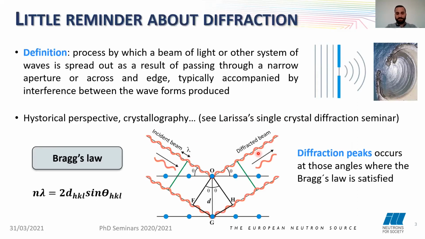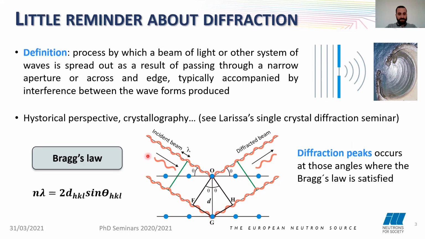So diffraction is defined as the process by which a beam of light or other system of waves is spread out as a result of passing through a narrow aperture or across an edge, and is typically accompanied by interference between the waveforms produced. The historical perspective of diffraction, the definition of crystallography, etc., were discussed in Larissa's single crystal diffraction seminar. If you were not able to attend, I recommend you have a look at her presentation if you want more details about that.